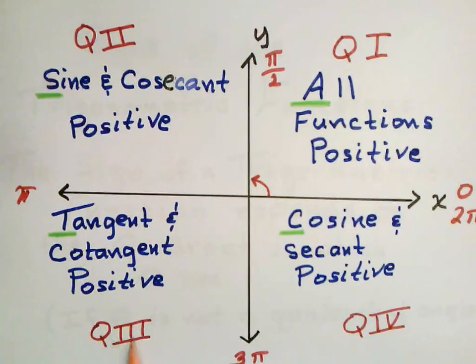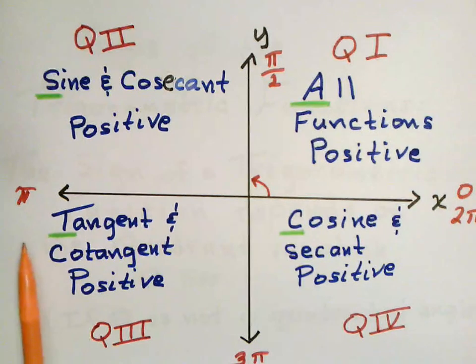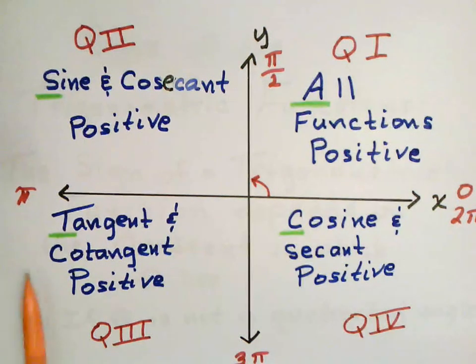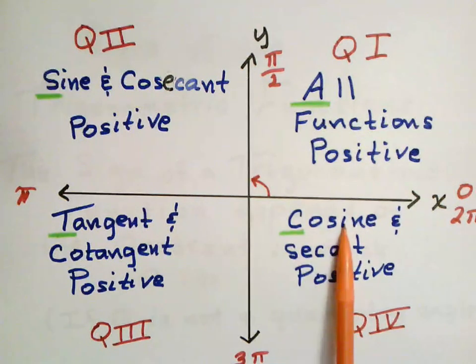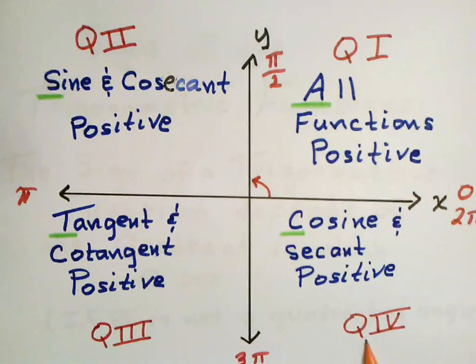In quadrant 3, only tangent and its reciprocal function, cotangent, are positive, which means that the other 4 trig functions in quadrant 3 will be negative. So again, in quadrant 3, only tangent and its reciprocal function, cotangent, will be positive. In quadrant 4, only cosine and its reciprocal secant will be positive, which means that the other 4 trig functions will be negative in quadrant 4.